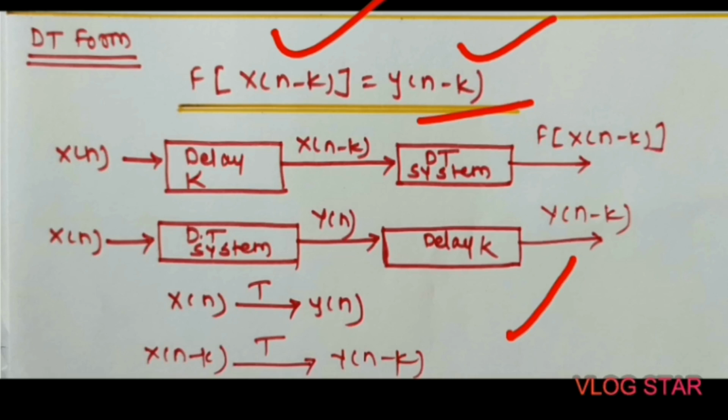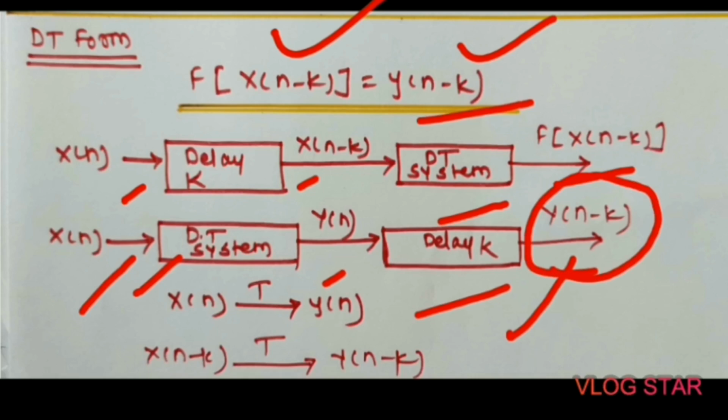Here x of n is applied to the delay unit and produces the x of n minus k signal, which will again be applied to the discrete time system, and it produces f of x of n minus k. In the next step, x of n is applied to a discrete time system, which produces the y of n signal, which is then delayed by k units and produces y of n minus k.